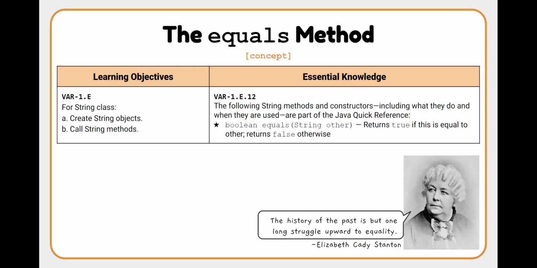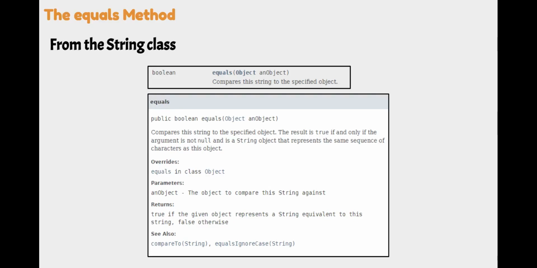Our next string method is the equals method, same learning objective. The equals method will return a Boolean, meaning that it will return a true or false value. We are going to pass in another object as a parameter to this method, and it will compare the two strings together, and it will let us know if the strings are the same string. If they are, it will return a true. If the strings are different, it will return a false.